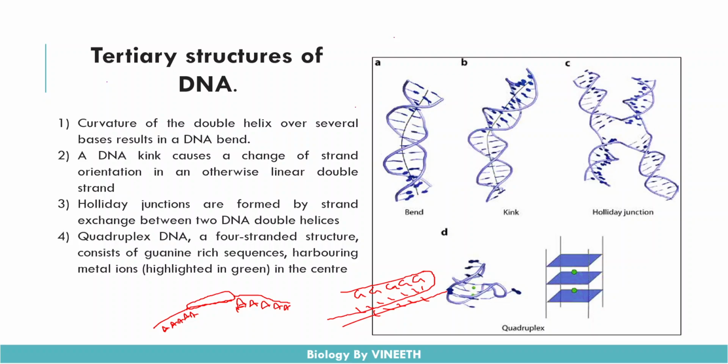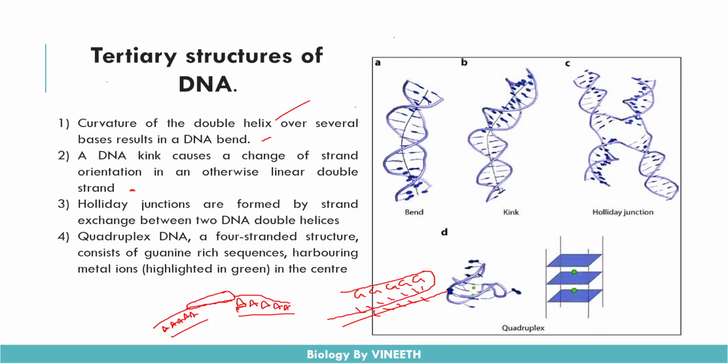Okay, so these kinds of unusualities in the DNA will make the DNA be in the tertiary form. Okay, first one is the curvature of the double helix over several bases, which results in bent DNA. So that means when the DNA has A tracks between the spacer regions, continuous A tracks between the spacer regions will bend the DNA, and a DNA kink causes a change in strand orientation in an otherwise linear double DNA strand. Okay, so the kink is due to the binding of any transcription factor or any gene regulatory factor. At that time these factors actually bend the DNA, or produce some kink in the DNA.